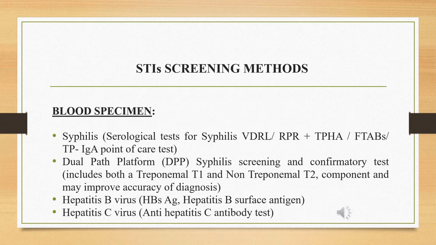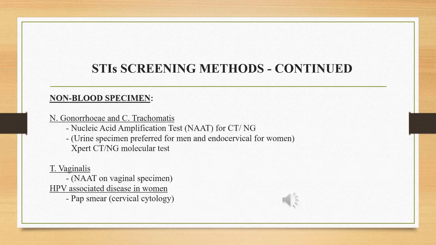STI screening methods. Screening methods include blood tests and non-blood tests. Blood tests include syphilis serological tests, RPR and TPHA, hepatitis B HBsAg, a surface antigen, and hepatitis C anti-hepatitis C antibody tests. Non-blood STI screening tests include molecular tests, that is nucleic acid amplification tests or NAAT, or GeneXpert tests for Neisseria gonorrhoeae and Chlamydia trachomatis.